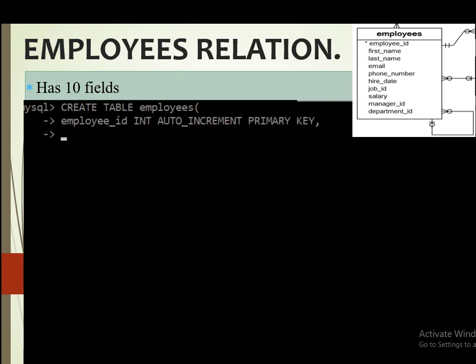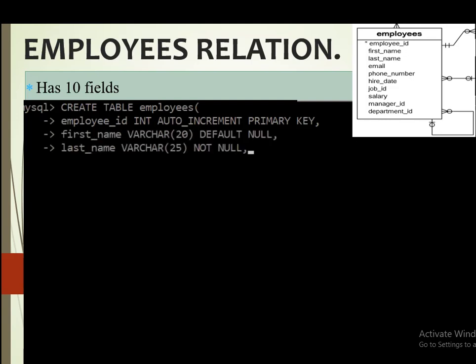So we create the table employees, then we put our employee ID, which is an int, an auto increment. It's a primary key. We follow it with the first name, which is a varchar. We follow it with the last name, which is equally a varchar.